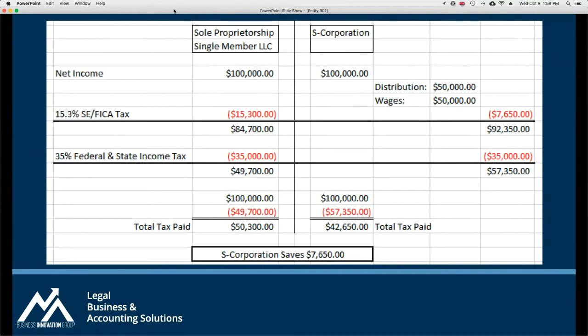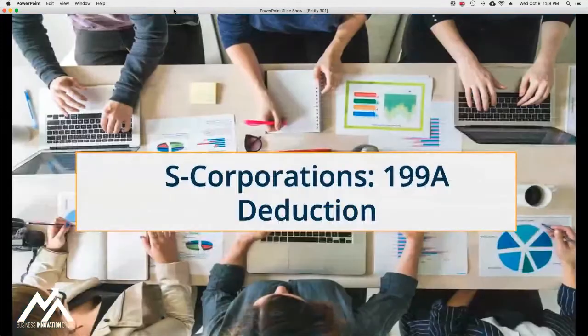You can see the breakdown here. With an S corporation, just doing a 50-50 split between distribution and wages will save roughly $7,650 on $100,000 of net income, right? So S corporations potentially can save you a lot, but there is headache and hassle that goes into that with the wages, working with a payroll company, and the filings and all of that. So we do have to decide if that's worth it. Let's talk about something new today, though.